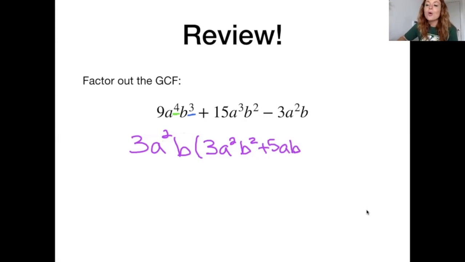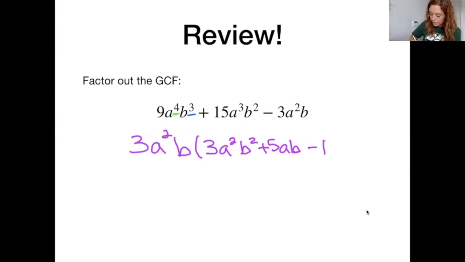Then the last term, 3 times what would give me negative 3? Well, it's a negative 1. Or in math, we don't have to write the 1. If you like the 1, you can write it, but I'm just going to write negative sign for a second, and then we can look. Do we need any more variables? So if we were to multiply that, 3 times negative 1 gives us the negative 3.